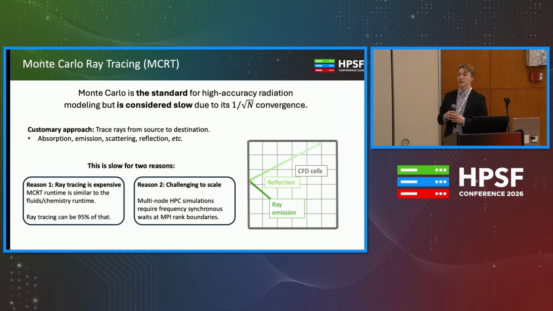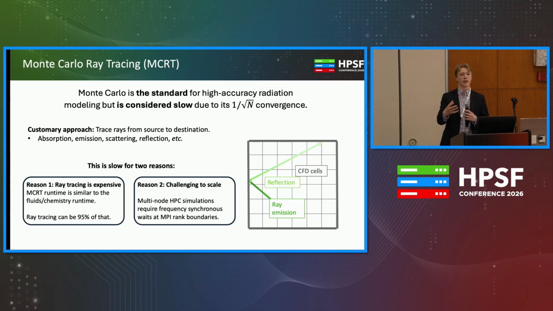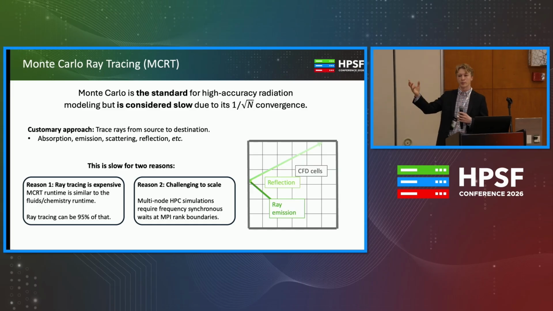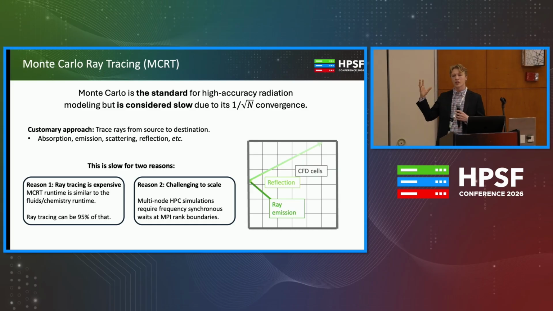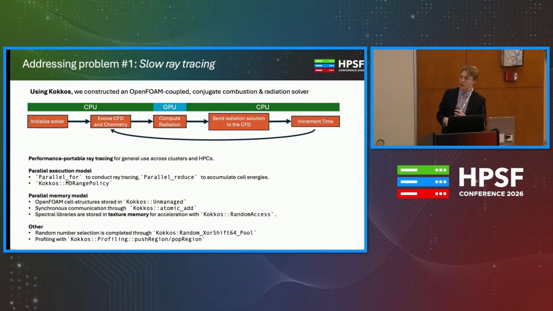So radiation is an all-to-all effect. Every point in your medium will emit radiation, but also every point will absorb. And so you have this physics which needs to be accounted for from all nodes to all other nodes in a domain-decomposed environment. And so it's very expensive to scale. And so I'd like to address both these problems.